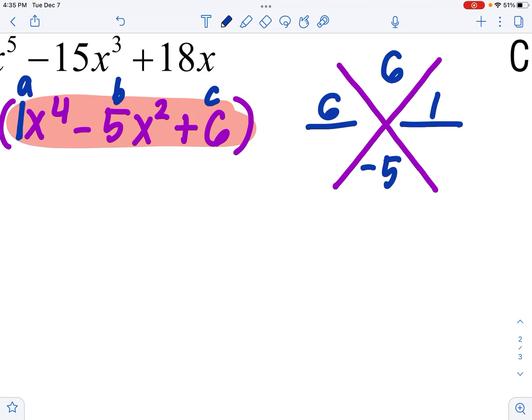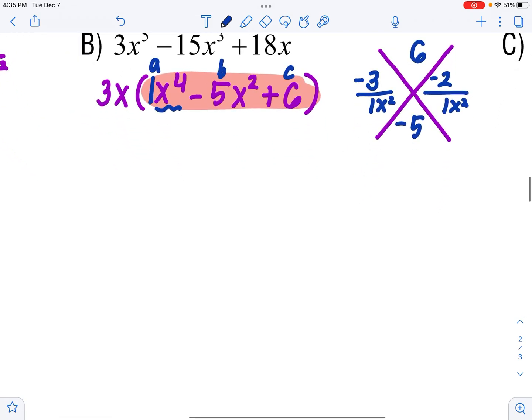So 6 and 1 multiply to give me 6. If I make the 1 negative, that doesn't multiply to give me 6. So it's not going to be a 6 and 1, but don't forget that there's 3 and 2. 3 times 2 is 6. If I make them both negative, negative 3 and negative 2, that's going to give me a positive 6, and they add to negative 5. Divide by a, which is 1. And then once again, this is an x to the 4th, so this is an x squared and an x squared. So now I'm going to write my factors.